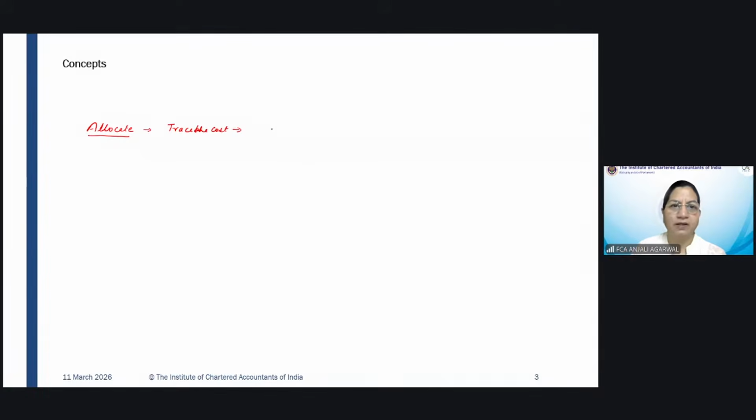For example, let's say rent is paid. So rent becomes an overhead. And let's say there are two products, X and Y. They work in different factories or different buildings. And the rent paid by X is 20,000, let's say, and the rent paid by Y is 10,000. So it is allocated that X has to bear a rent of 20,000 and Y has to bear a rent of 10,000.